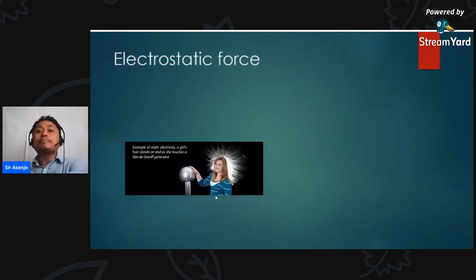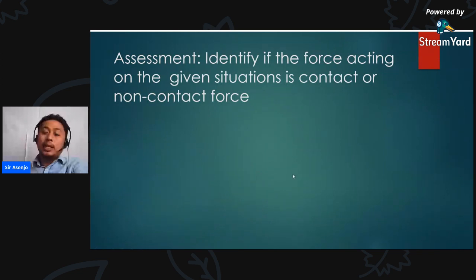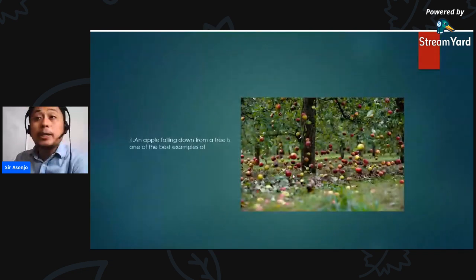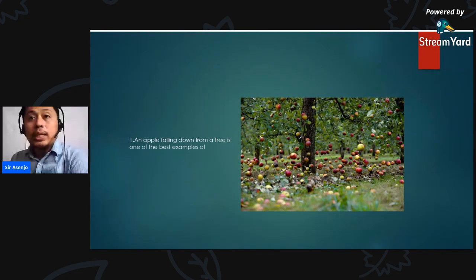Now, assessment. Let's check your understanding of forces as contact and non-contact forces. You are going to identify if the force acting in the given situation is a contact or non-contact force. Are you ready? You will be given pictures and situations, then you are going to answer if it is contact or non-contact force. You can write this in your quarter sheet. All right, first picture. Ready? An apple falling down from a tree is one of the best examples of what force? Okay, got it. Very good.